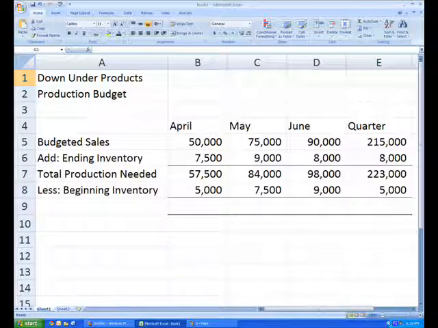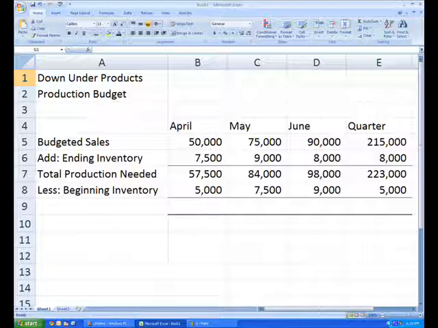Next line, once we have the total production needed, we have to subtract out what we already have in beginning inventory for each month. So, how are we going to find out April's beginning inventory? Well, they tell us that the inventory at the end of March was 5,000 units. If the inventory at the end of March is 5,000 units, the inventory at the beginning of April is also going to be 5,000 units. Alright, so we got April. How are we going to get May? May's beginning inventory is going to be April's ending inventory.